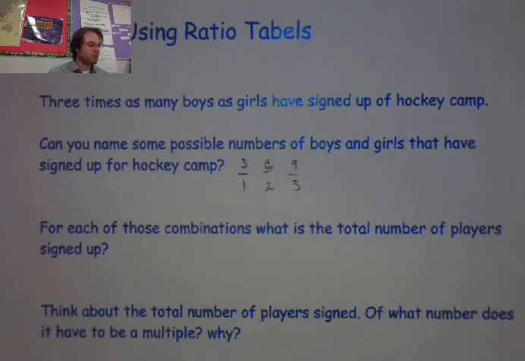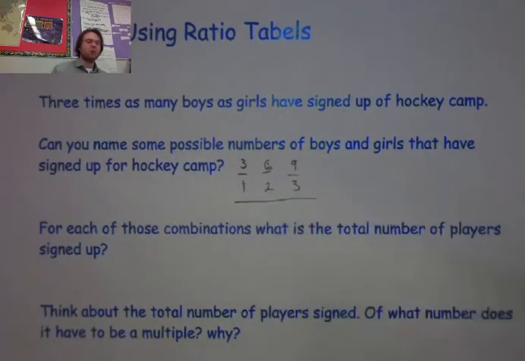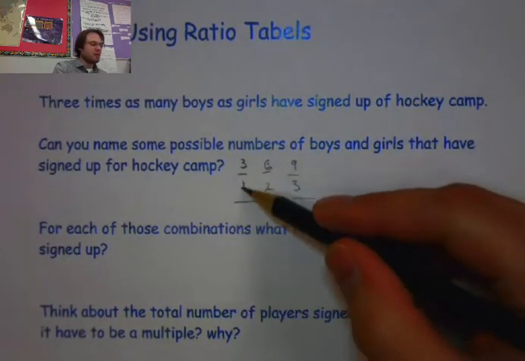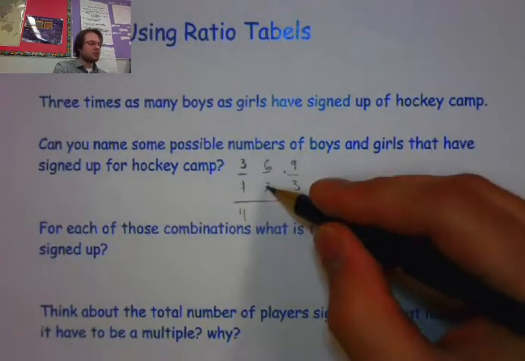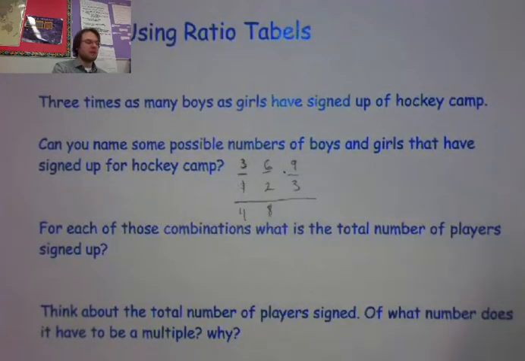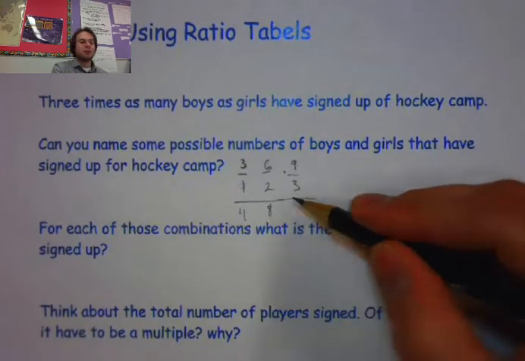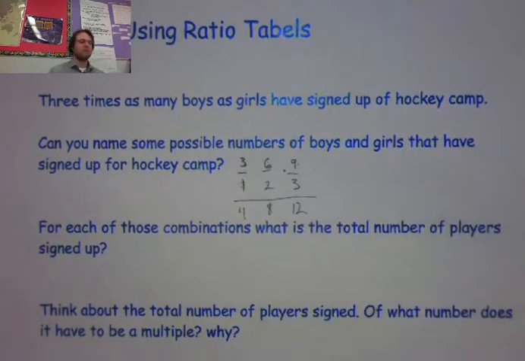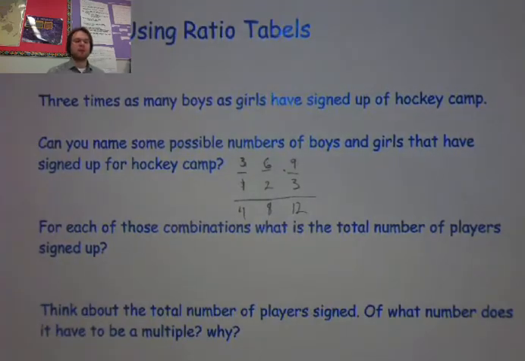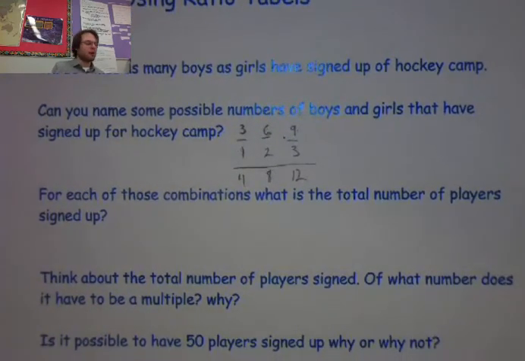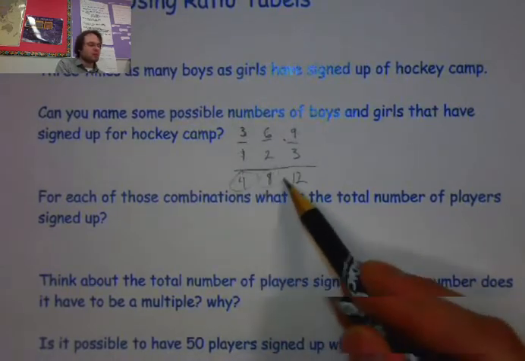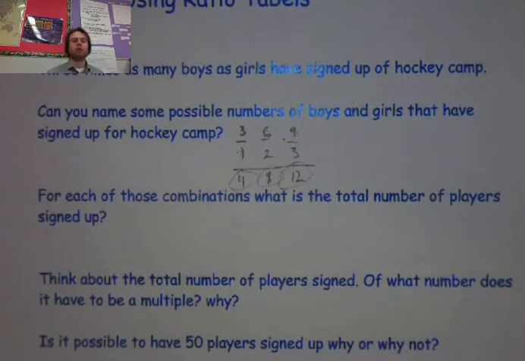For each of those combinations, what is the total number of players? So right here I have 3 and 1, which will give me 4. 6 and 2 will give me 8. 9 and 3 will give me 12. Wasn't that interesting? Now, think about these total numbers of players signed. What are all of those multiples of? So I look at all of these.